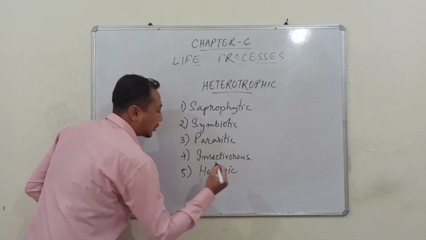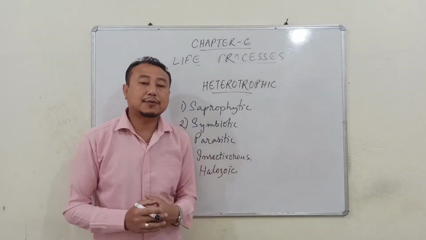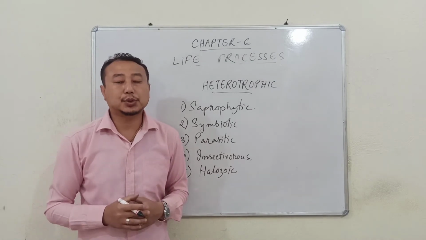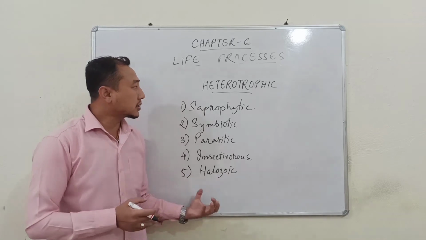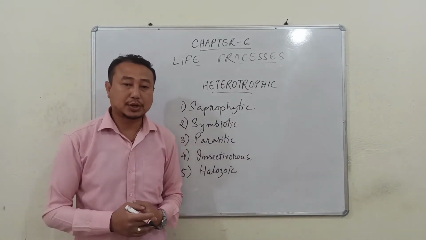Holozoic nutrition. This is the type of nutrition in which an organism consumes the food material as a whole. So these are the different types of heterotrophic nutrition.